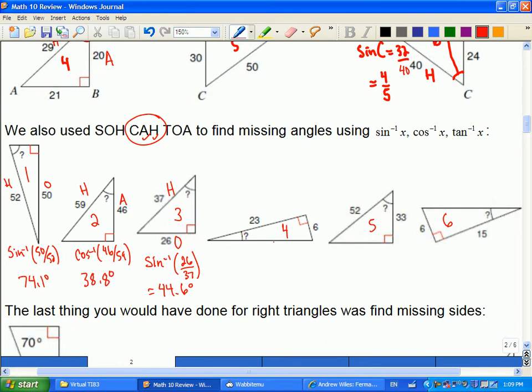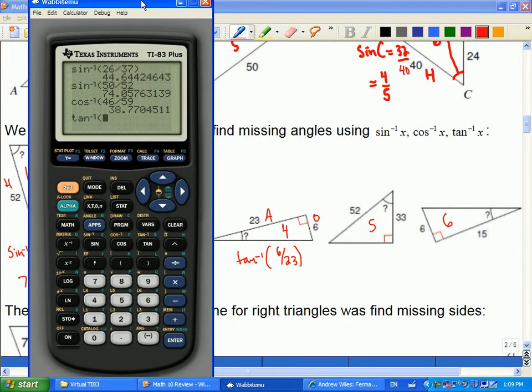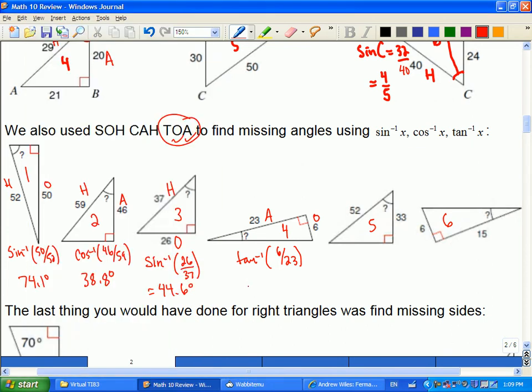And for this one here, I have the opposite and the adjacent sides. So I'm going to be using tangent now. I have opposite and adjacent, so tangent inverse of 6 over 23. That's 14.62, so 14.6.